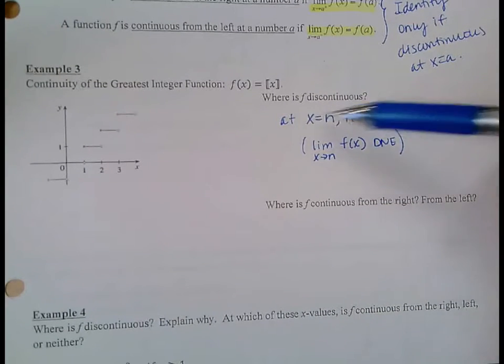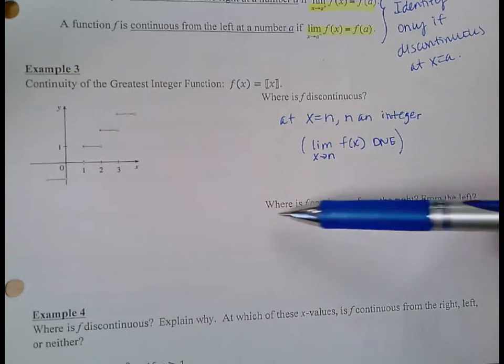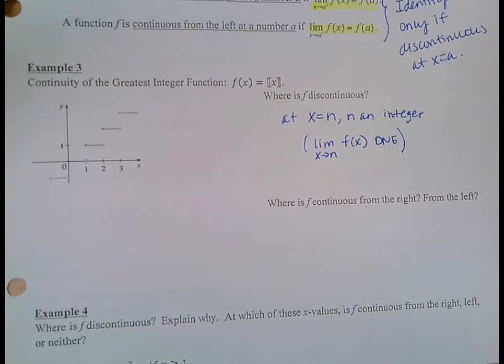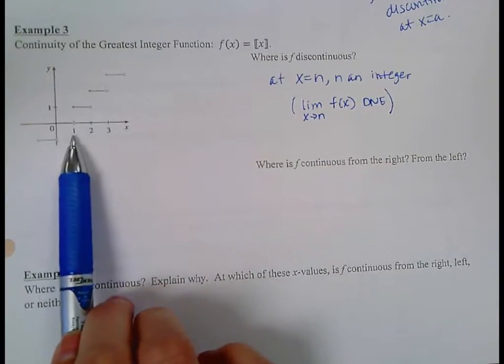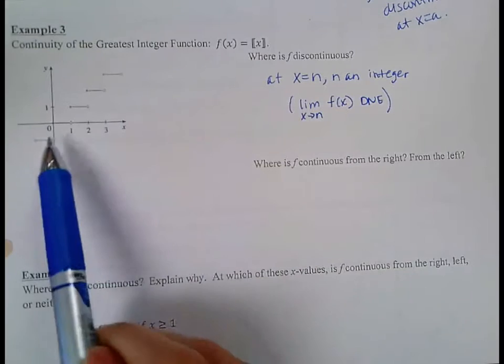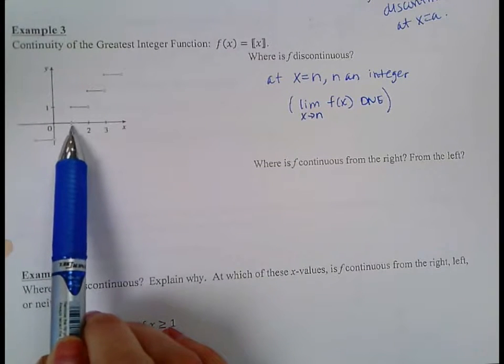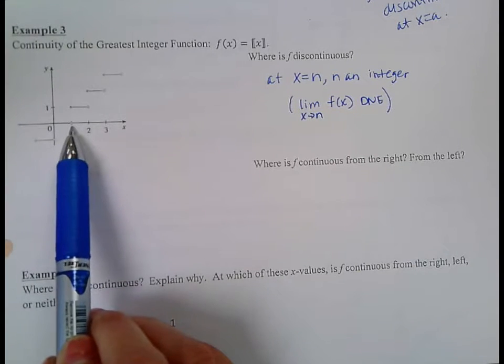Because it's discontinuous at every integer, we can then say, well, at every integer, is it continuous from the right, from the left, or maybe it's not continuous from either side? So in looking at the graph, let's say I just pick the integer 1. I have, from the left side, that limit would be 0. From the right side, that limit would be 1. Is it continuous from the left or from the right, or neither, would you say?